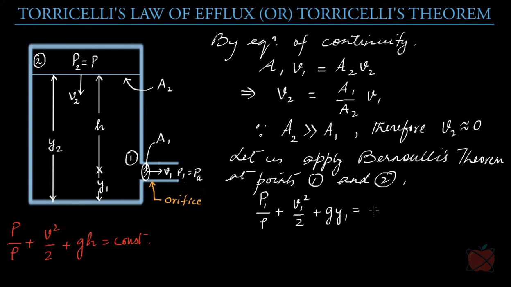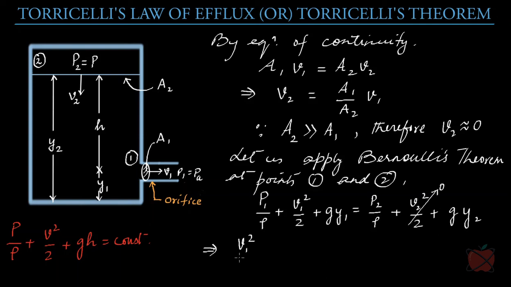It's okay. Let me continue with this. Okay, so that is at point 1. Now at point 2, this will be P2 by rho. What is rho? Basically, rho is the density of the liquid out here. P2 by rho plus V2 square by 2 plus G, and what is the height of this level? Y2. Got it? But this term V2 is 0, so this term will be equal to 0. Understand?